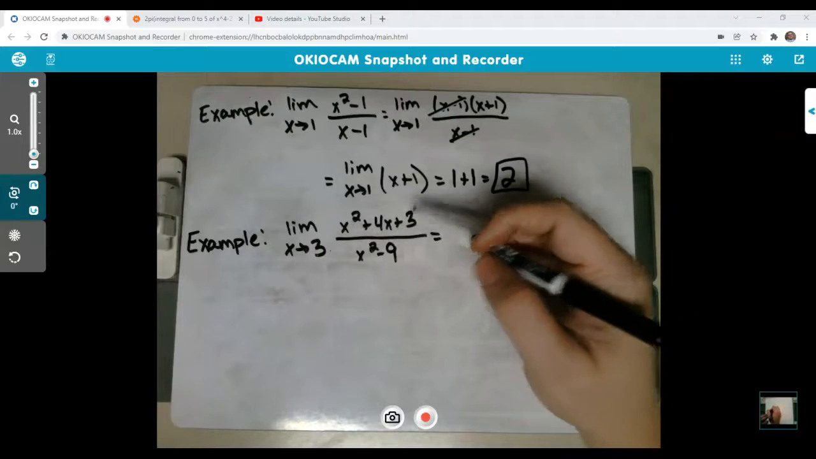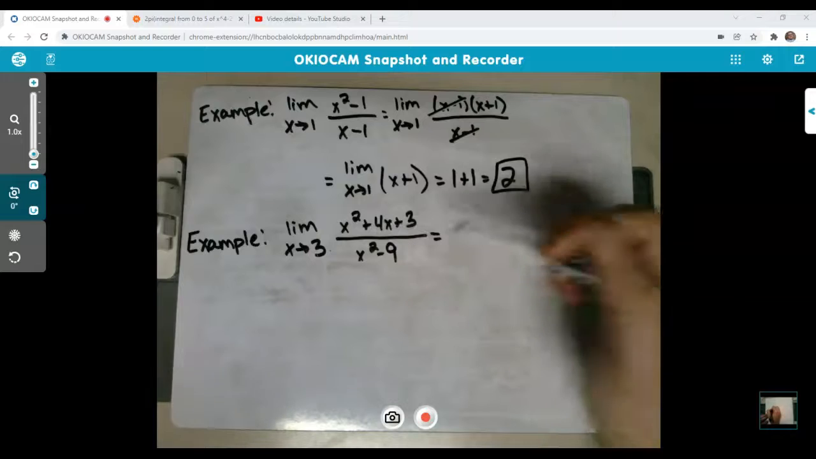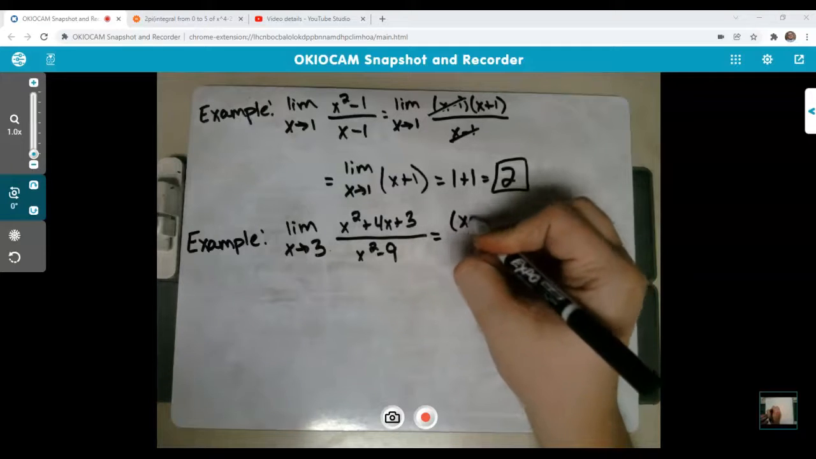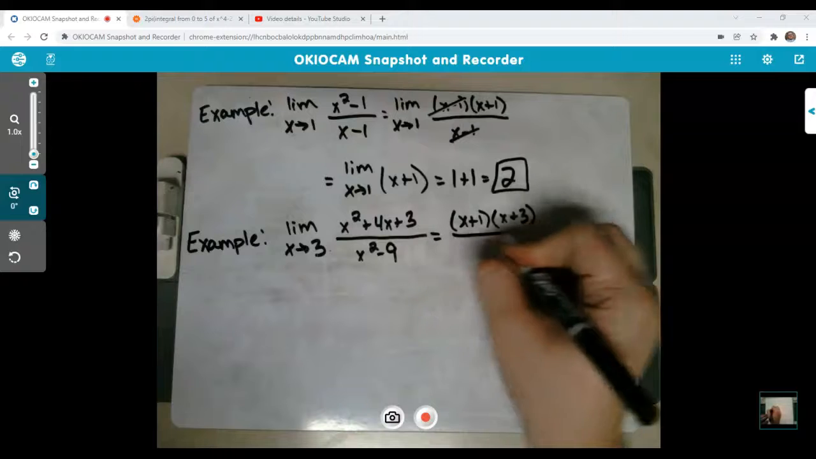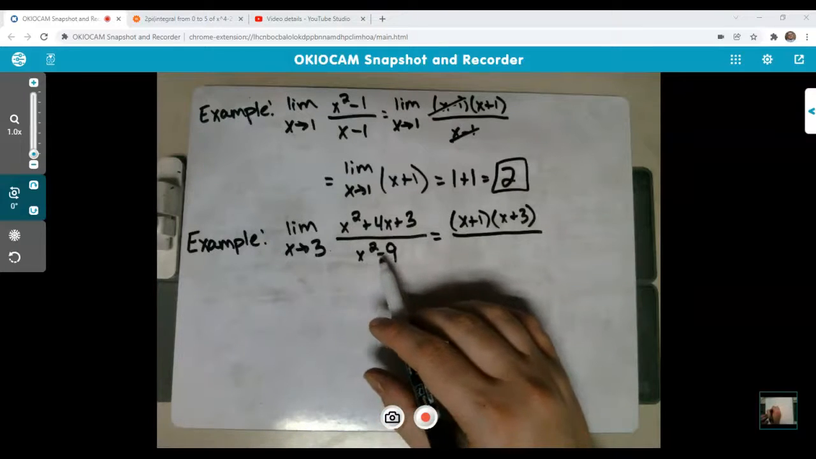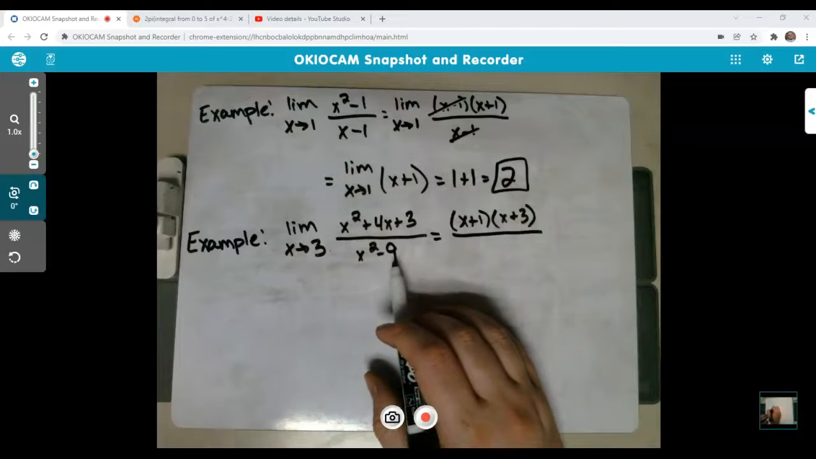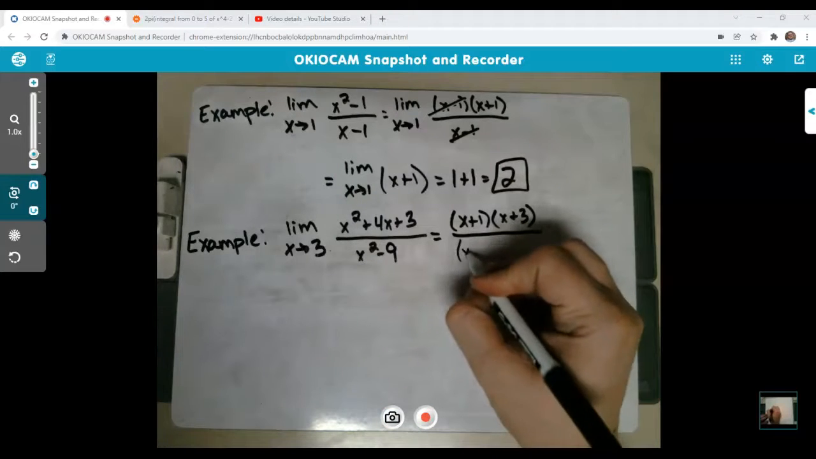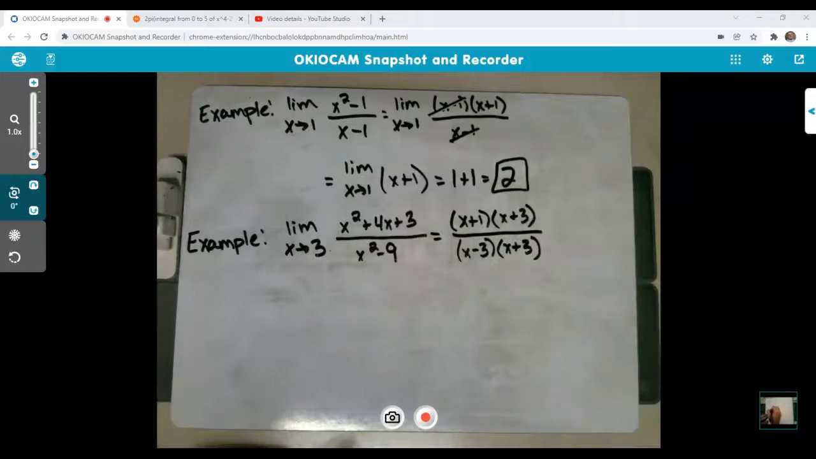So I can factor this by finding the factors of 3 whose sum is equal to 4. So I can tell that factor is going to be x plus 1 times x plus 3 over. And then now let's factor x squared minus 9, just like I did right up here. Since this is x squared minus 3 squared, I can factor this to be x minus 3 times x plus 3.